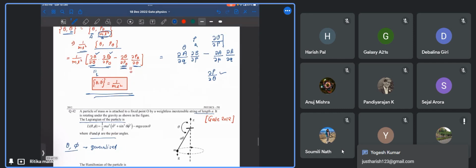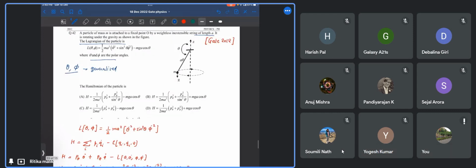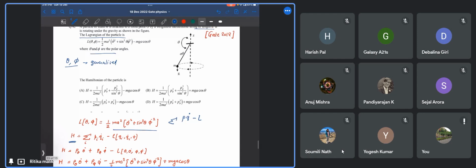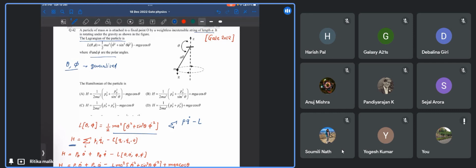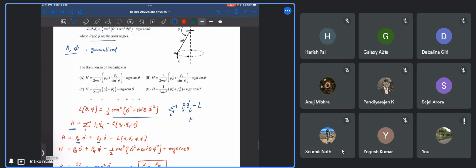In the first question you had just one coordinate. Here you have two coordinates, so you have to use the summation here. And the Lagrangian of the system is given to you. The Hamiltonian for one coordinate is P Q dot minus L. But if you have more than one coordinate, you have to sum over them. So you have two: P theta and P phi. Similarly, you have Q dot, which is theta dot and phi dot. And this is your Lagrangian, which is given to you.